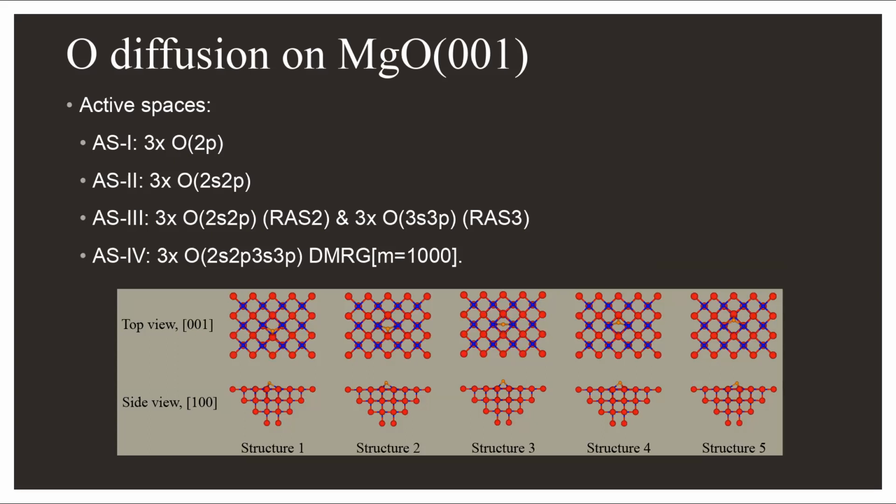So I just threw everything in. But then this will actually give you some artifacts, which I will show you soon. So in the end, it turns out that to actually get a smooth description of this reaction, I have to throw in a double shell on all of these oxygens. And I did this in 2 different ways, either by putting them in RAS3 and allowing 2 electrons, or I use DMRG just to see what happens.